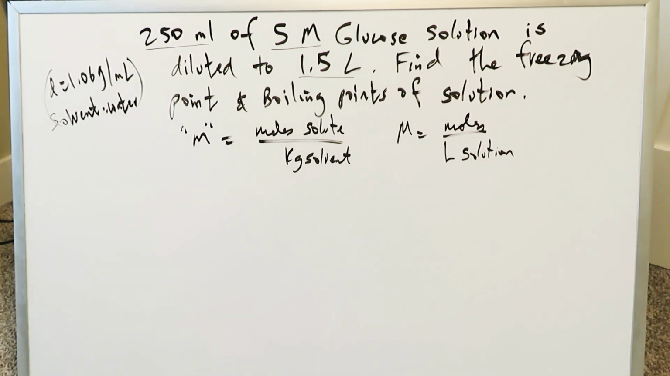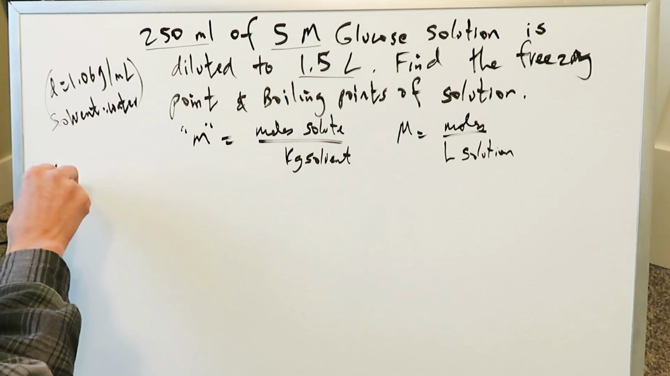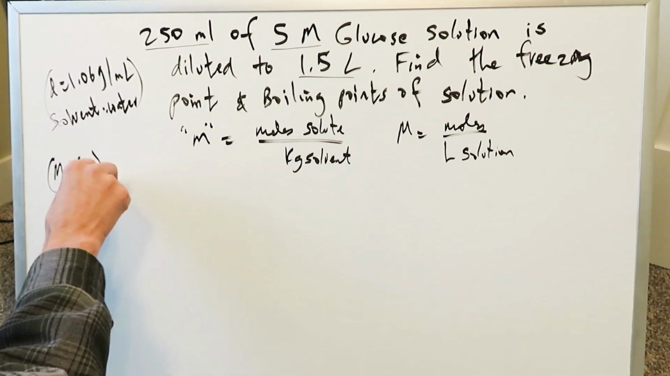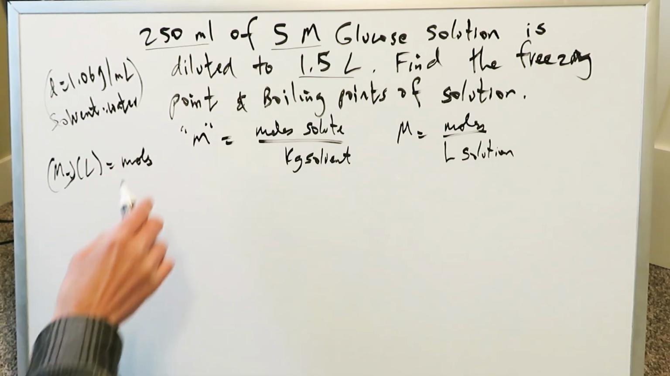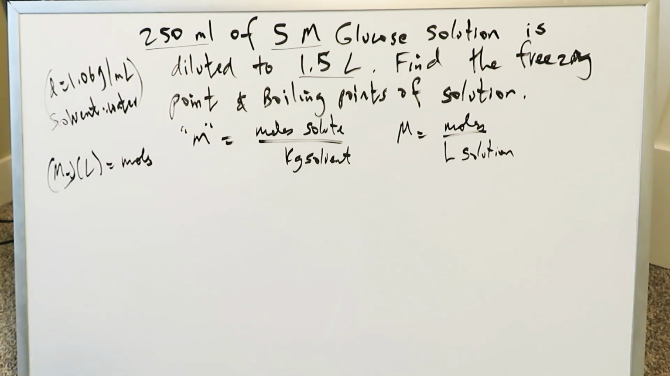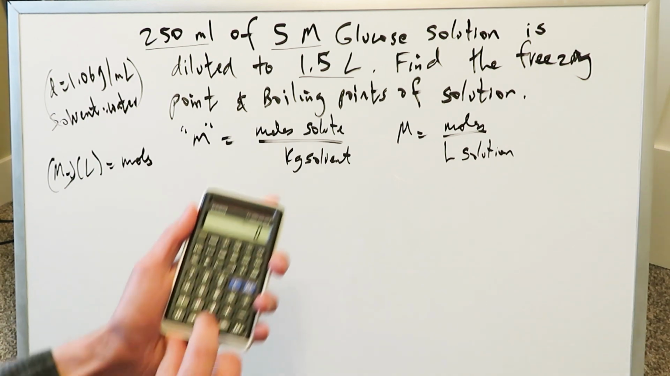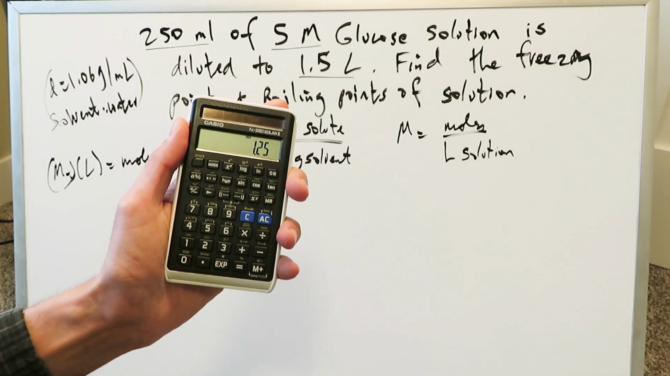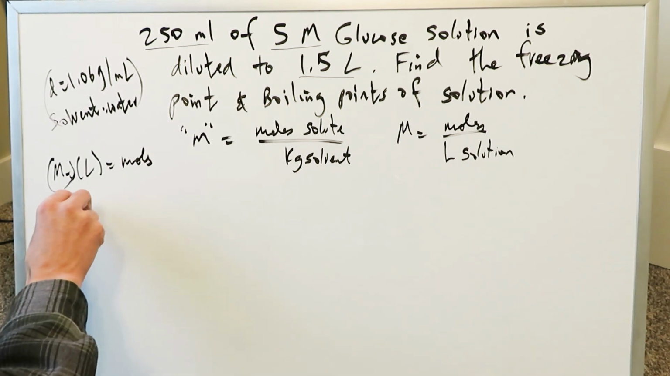What you can do to start this question is determine the moles. We have 250 ml of 5 molar glucose. We know molarity is equal to moles over liter, so molarity times your liters will give you your moles of glucose, and that's exactly what we need to do. We have 5 and 250 ml, but everything should be in liters. We'll do 0.25 liters times 5, and that gives me 1.25 moles of glucose.